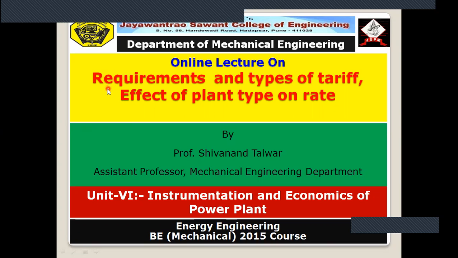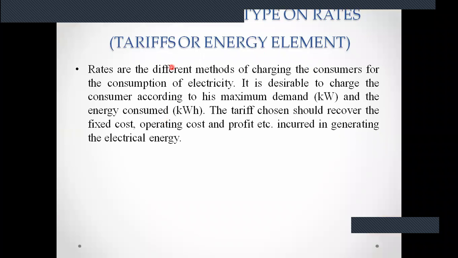In today's session, we will study the requirements and different types of tariff methods, and what is the effect of plant type on the rate. Okay. So first we will discuss what tariffs are. Tariff is the energy element.